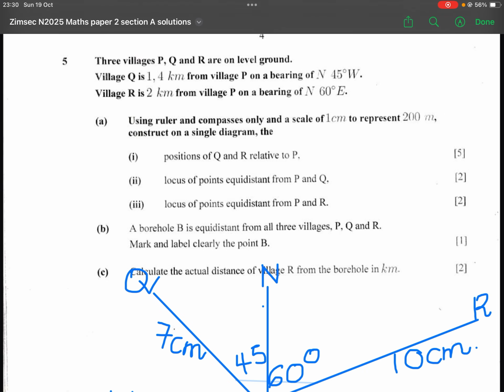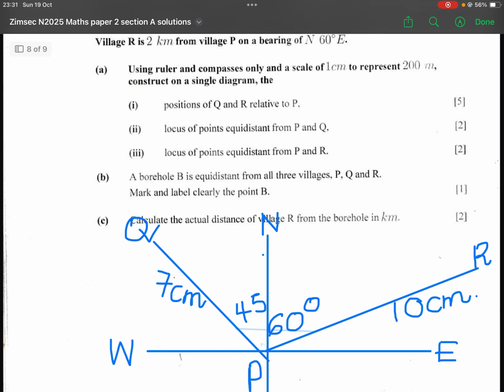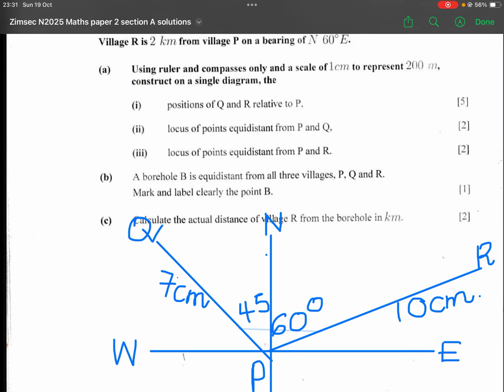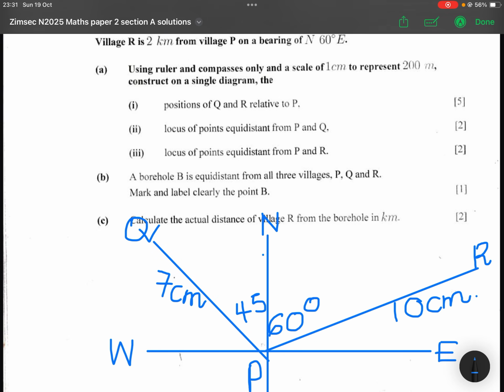So by doing this construction very well, you are going to get the 5 marks. And then on part 2, locus of points equidistant from P and Q. So if they are saying locus of points equidistant from P and Q, we are required to construct a perpendicular bisector of that line. So the perpendicular bisector of this line is going to be something like this.